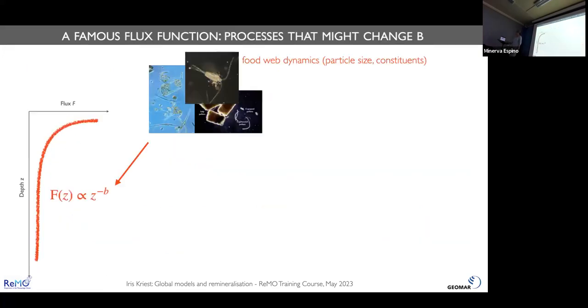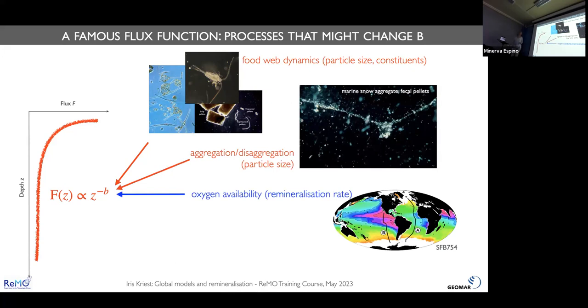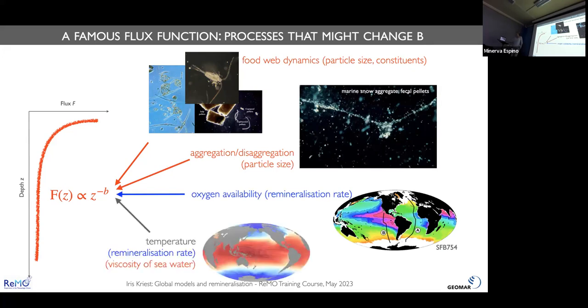And this is very handy because now in hindcast, we can interpret changes in Martin b by, for example, changes in the food web dynamics, such as small zooplankton with small fecal pellets and large zooplankton such as salps with large fecal pellets. We could think about the formation of aggregates affecting the sinking speed, or the oxygen availability affecting the remineralization rate, or temperature affecting either the remineralization rate via Q10 or Arrhenius, or the sinking speed via the viscosity of seawater.